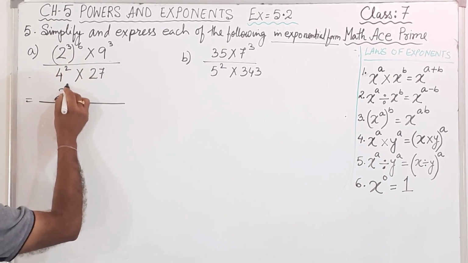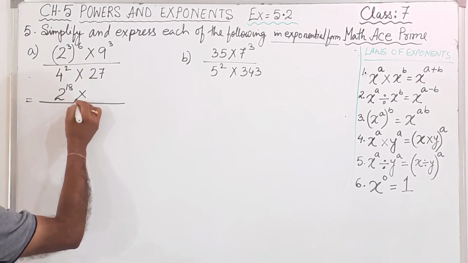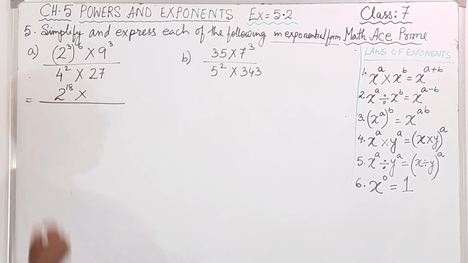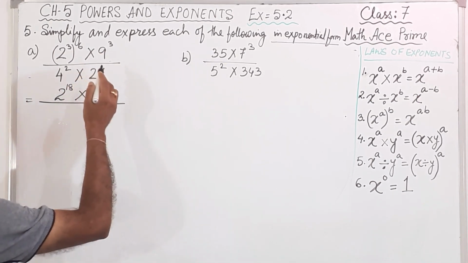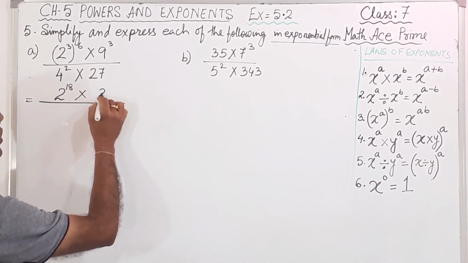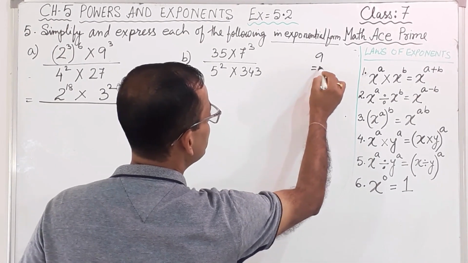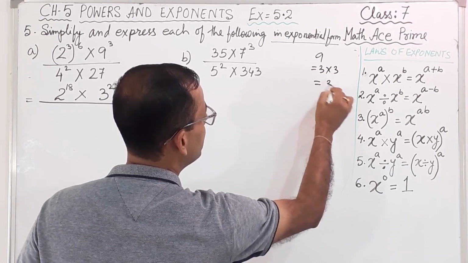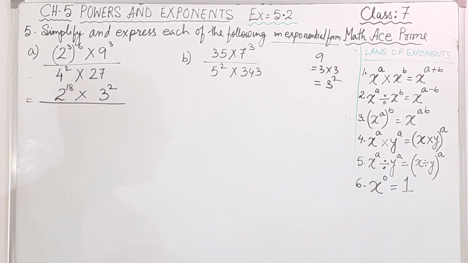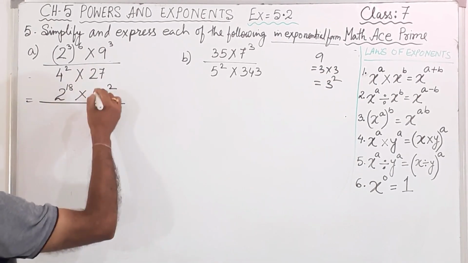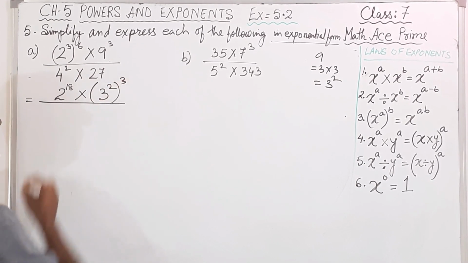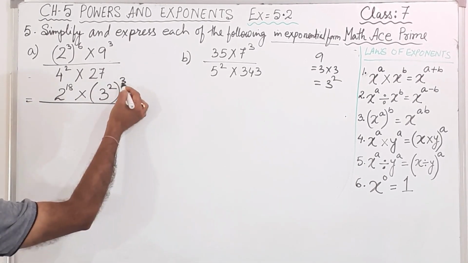3 into 6, 18, into now 9 to the power 3. So 9, what can I write? I can write 3 square. See, 9 means 3 into 3, and that means 3 square. So I can write 9 as 3 square. After that, again here to the power 3 is there. Okay, so we will write that.